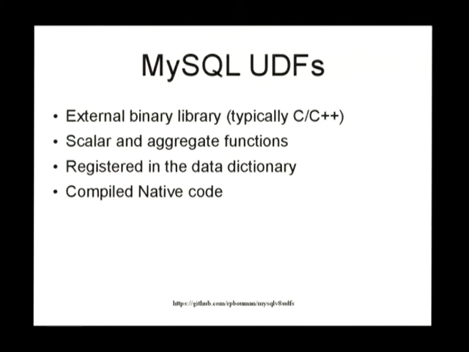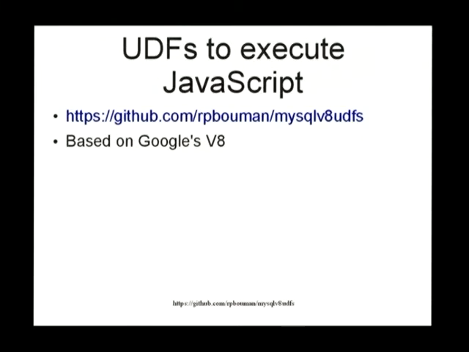Then you've got UDFs, user-defined functions. Those are typically external binary libraries, which are simply linked into the data dictionary. You can use those to build scalar and aggregate functions, so not just scalar, but also aggregates. And those are compiled native code, so in other words, really fast. Today I'm going to talk about a UDF, or a bunch of UDFs actually, that I created, which allow you to use Google's V8 JavaScript engine to execute JavaScript inside the database, or at least as part of your SQL statements.